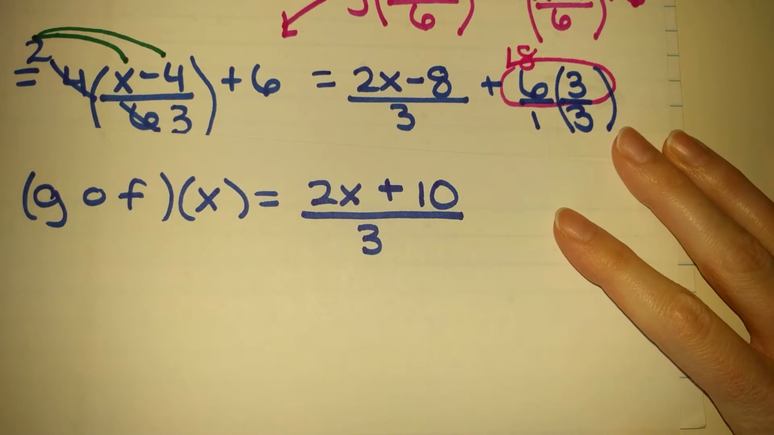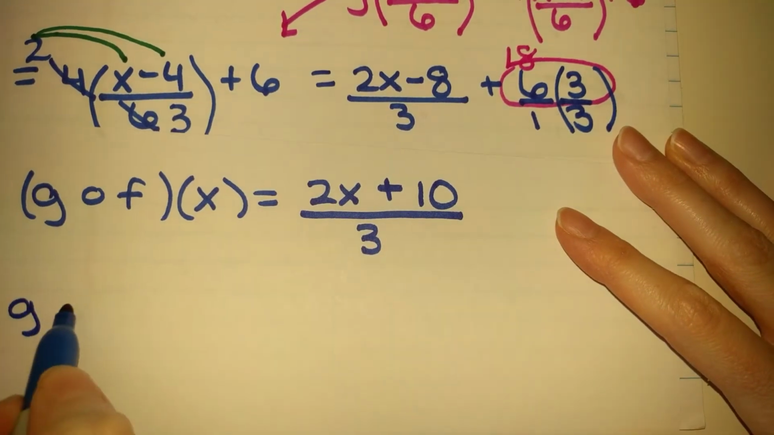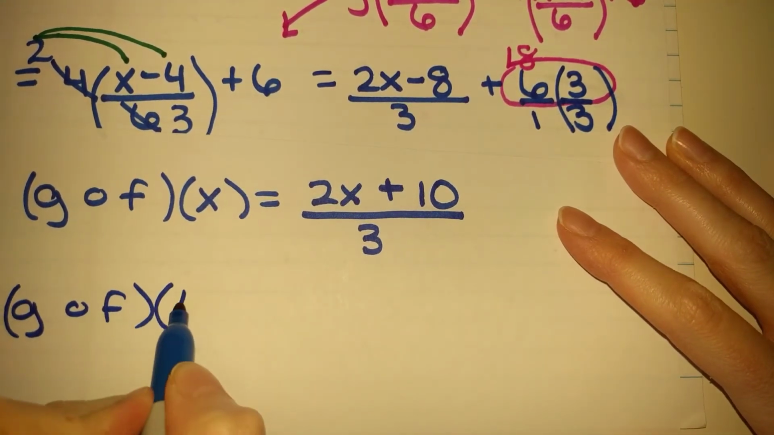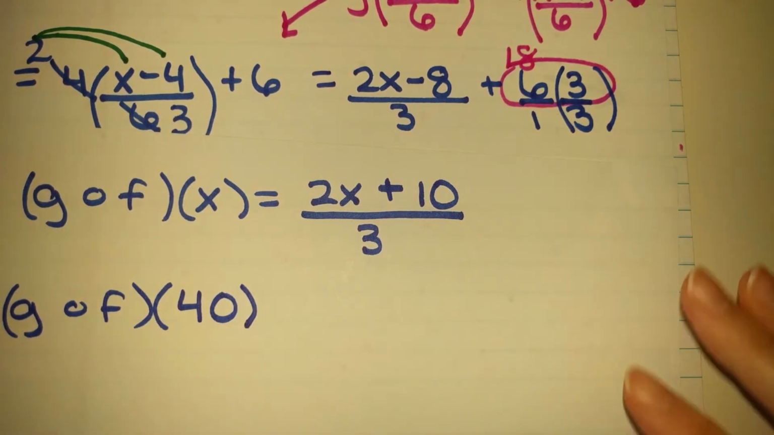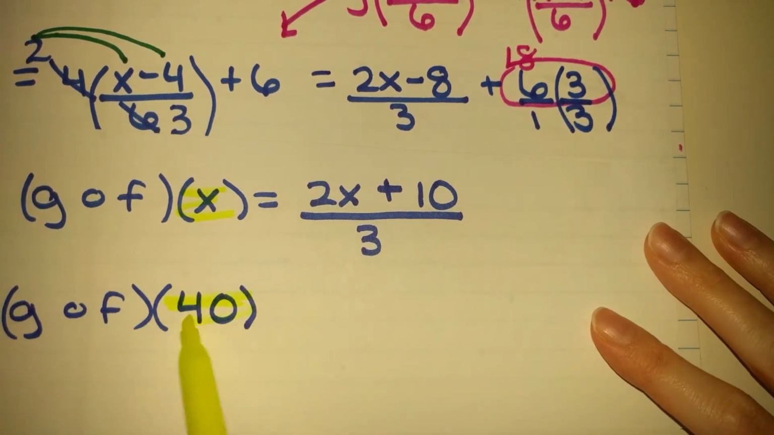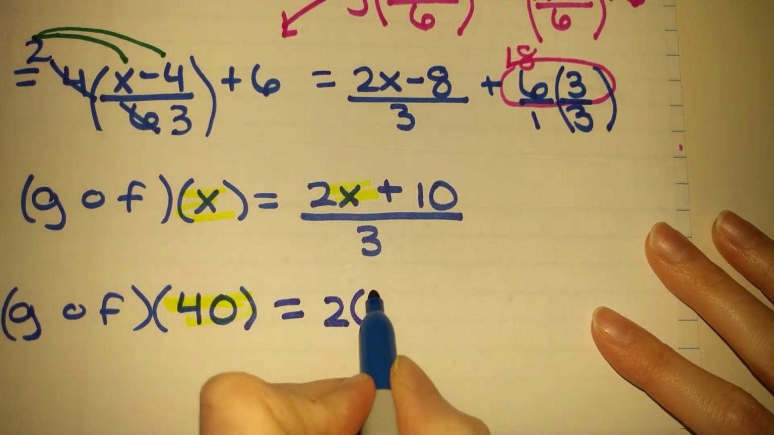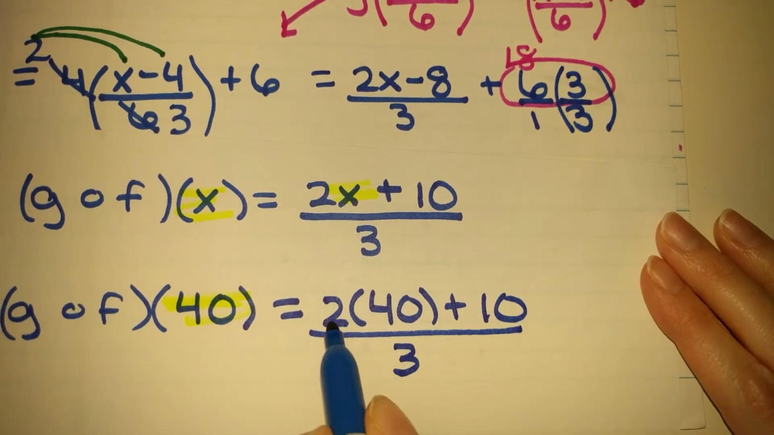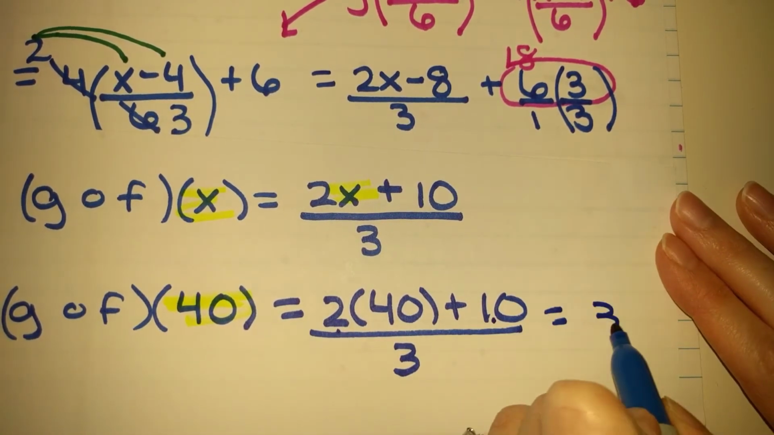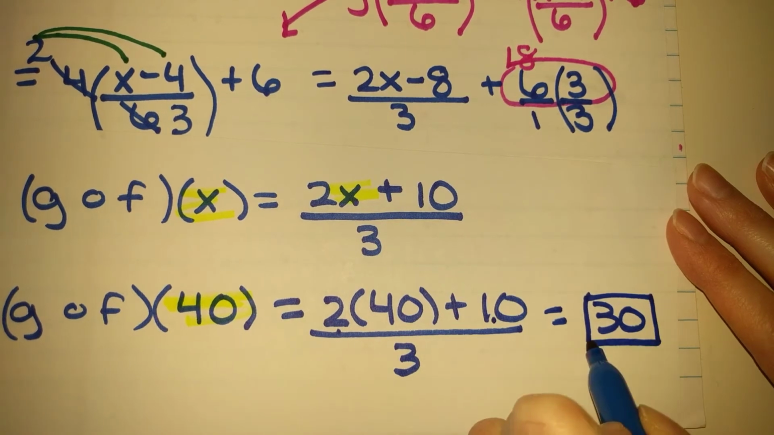Now, in question number 49, they ask us for g circle f of 40. So what our final step will be is to replace all of our x's with 40. So we'll have 2 times 40 plus 10 over 3. That gives us 90 over 3. So we get 30 as our final answer.